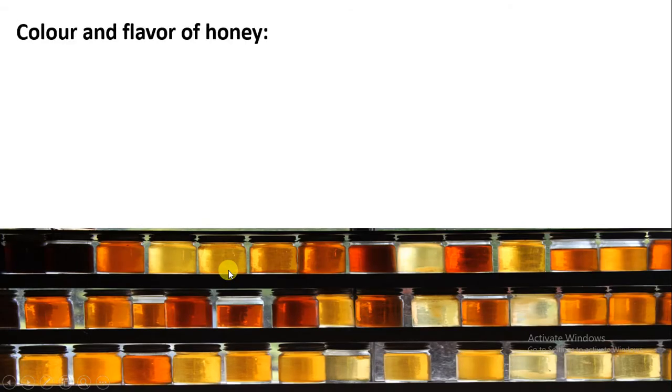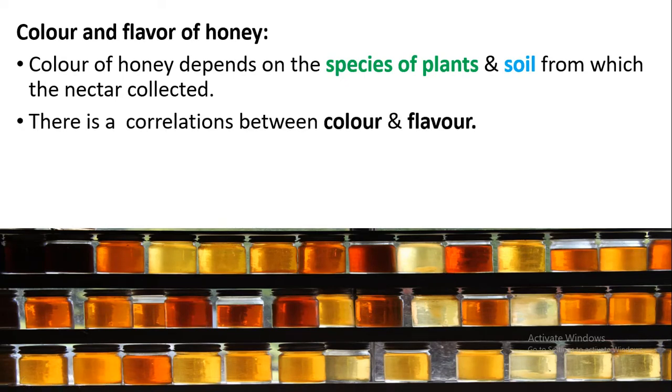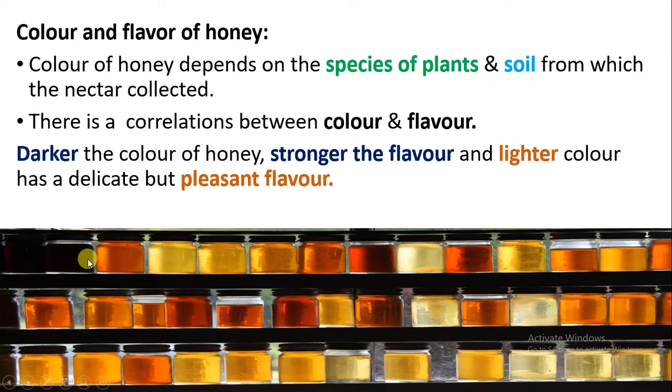Here now we will talk about the color and flavor of the honey. The color of honey depends upon the species of plant, from which flower the nectar was collected, and also on the soil in which the plant was present. Okay, so there is a correlation between the color and the flower. The darker the color of the honey, the stronger the flavor is going to be, and the lighter the color of the honey, the more delicate it is and the more pleasant the flavor. So, honey has a high nutritive value.